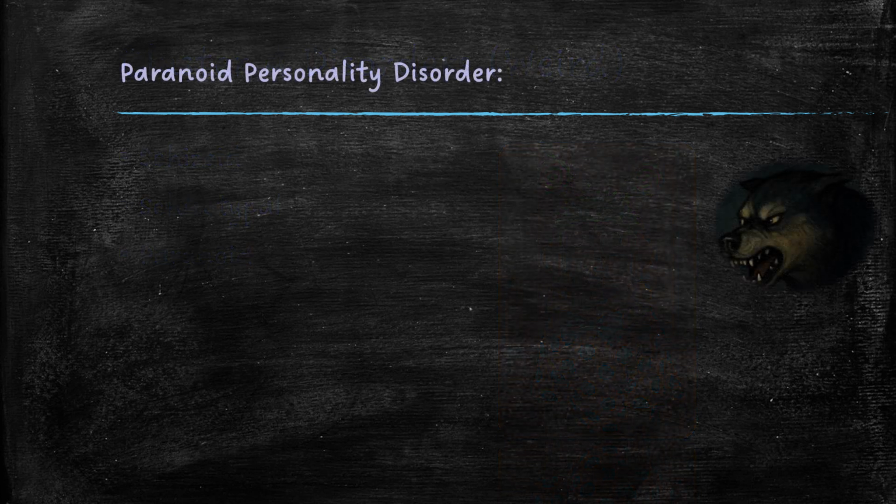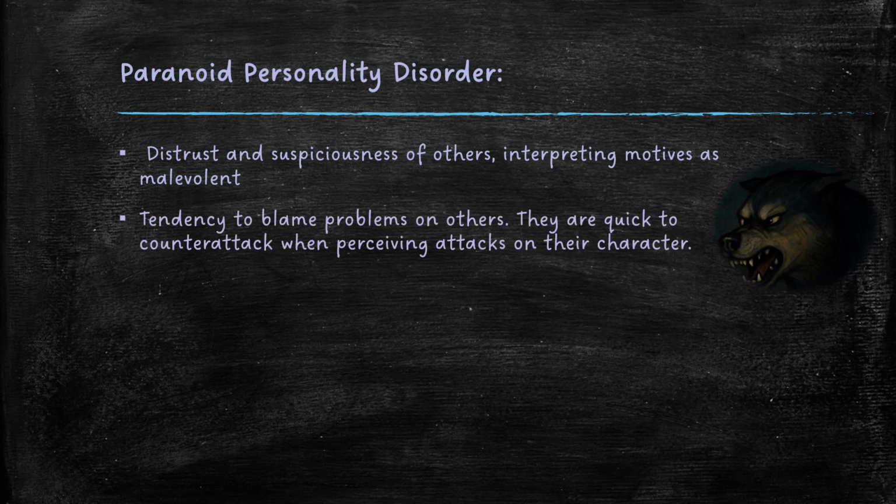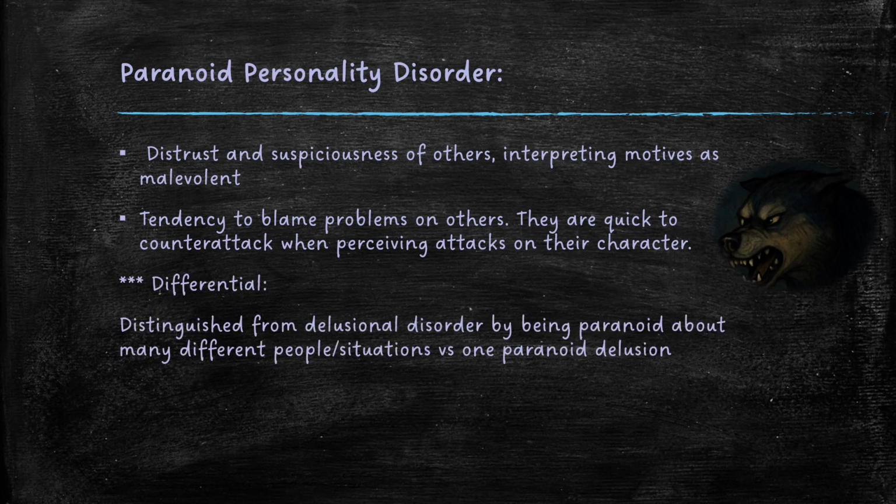First, we're going to talk about paranoid personality disorder. So with paranoid personality disorder, there's the strong distrust and suspiciousness of others, and they interpret others' motives as malevolent. They also have a tendency to blame others for their problems, and they are quick to counteract when perceiving attacks on their character.